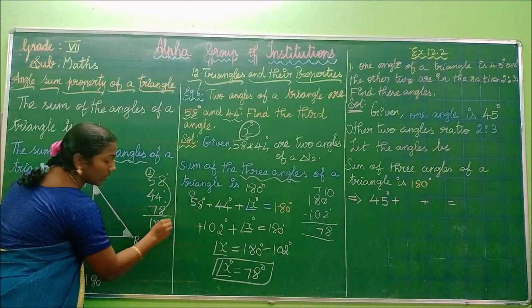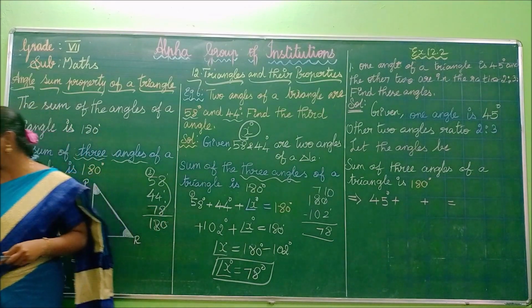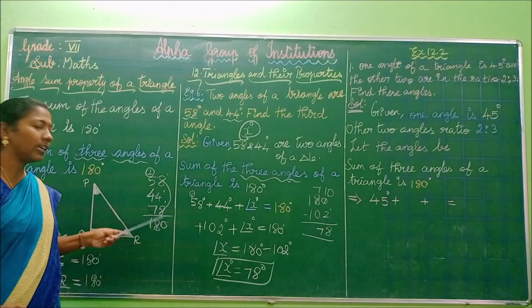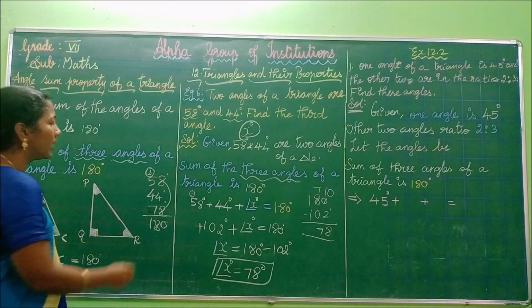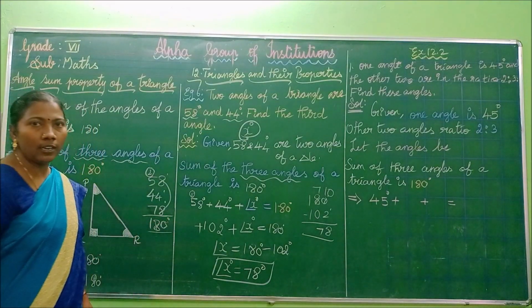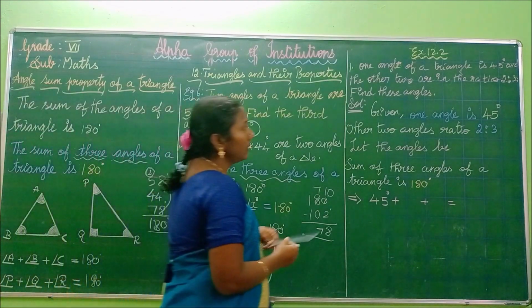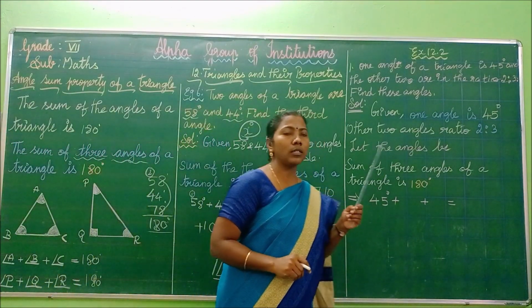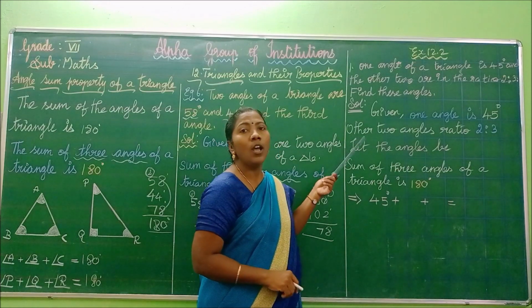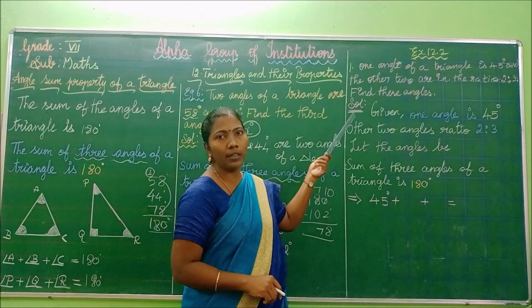Thus we got the answer 180 degrees. Thus, if you add the three angles of any triangle, you get the answer 180 degrees. Do you understand, children? Next, we are going to do one more problem from exercise 12.2.